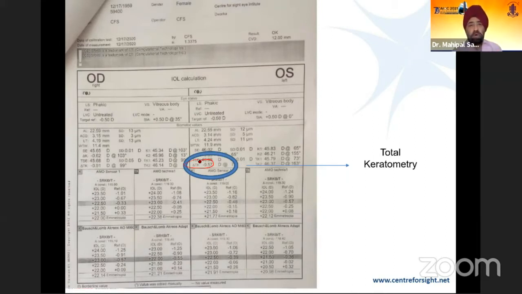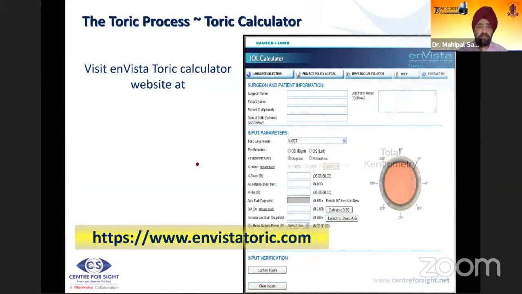You can also, on the Barrett's formula, have a proposed or postulated TK, which you should look for in cases of doing a toric intraocular lens. The TK will be different from the astigmatism that is being measured in your particular case. So you can see here that if you look at the diopters, 45.83, 46, this is coming as 0.57. This is a combination of anterior and posterior.